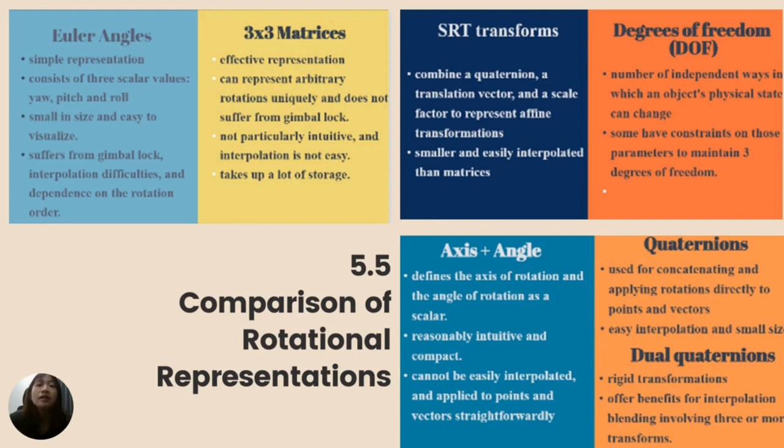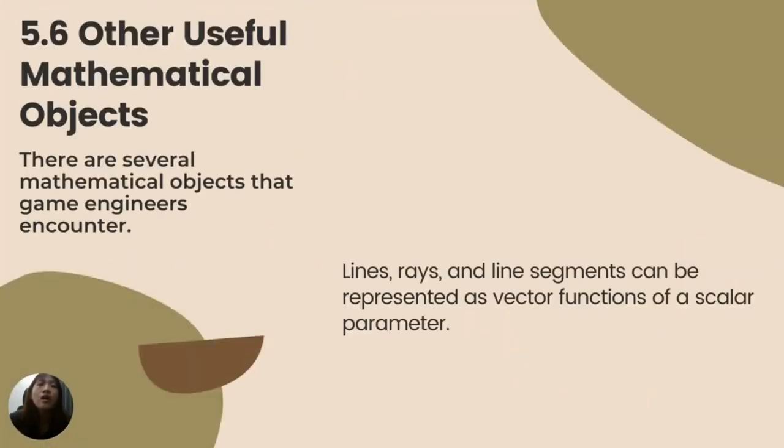For the axis plus angle, it defines the axis of rotation and the angle of rotation as a scalar, so it also cannot be easily interpolated or applied to points and vectors straightforwardly. The quaternion is used for concatenating and applying rotation directly to points and vectors, and it is easy to interpret and small in size. The dual quaternion is a rigid transformation that offers the benefit of interpolation when rendering involves 3 or more transforms. Other useful mathematical objects involve the line, ray, and line segment. A ray is a line that extends to infinity in only one direction. A plane can be represented by a point with a unique vector normal to the plane.